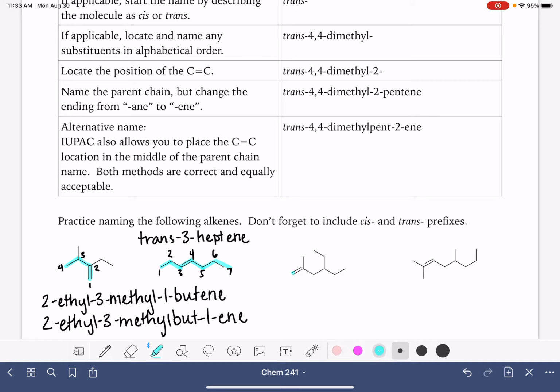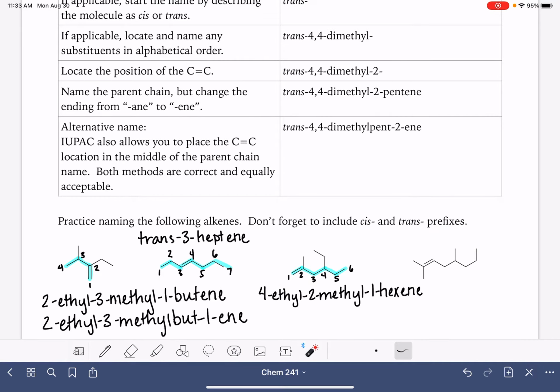Next example, here's our double bond, and we want to find the longest carbon chain that contains that double bond. Number the carbon chain starting at the end closest to the double bond. Name your substituents in alphabetical order. 4-ethyl, 2-methyl. Locate the position of the double bond. 1-hexene. And that molecule also had no stereochemistry.